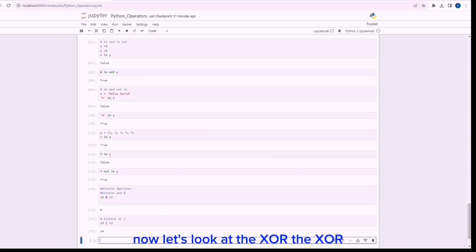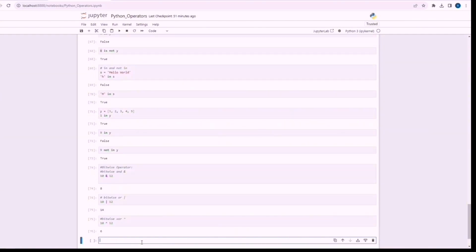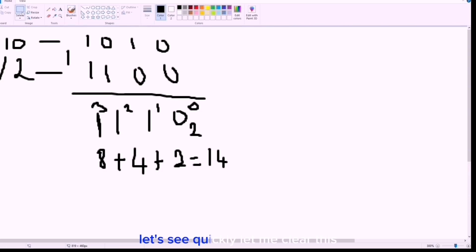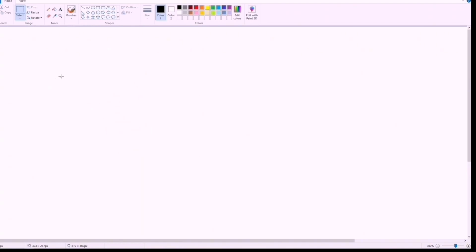Now let's look at the XOR. The bitwise XOR is represented with this. So therefore, if I say 10 XOR 12, this will give us 6. Now, how did our machine arrive at this? Let's see. Quickly, let me clear this. Now, remember our 10. 10 is equal to 1, 0, 1, 0.